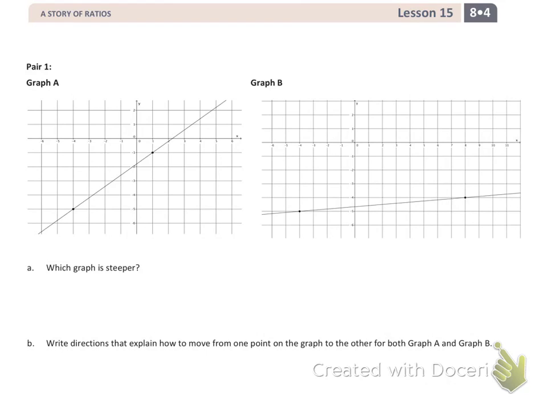Okay, so now in your notes you have 4 pairs of graphs, such as this one. This is pair 1, graph A and B, and you're asked the same questions. Which graph is steeper? Write directions of how to move from one point to the other on graphs A and B, and then compare the ratios and talk about which graph was steeper and how that related to the ratio. So go ahead and pause the video and do that for pair 1, pair 2, pair 3, and pair 4.